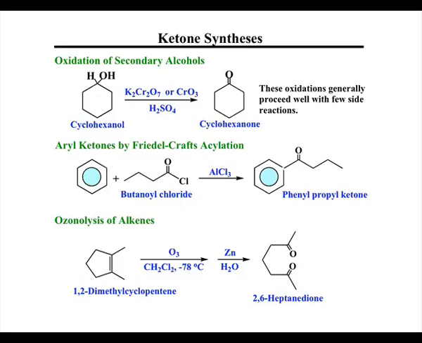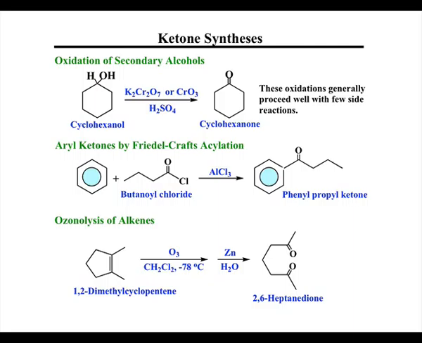We've already talked about ketone synthesis with oxidation of secondary alcohols, Friedel-Crafts acylation reactions. Don't forget ozonolysis of alkenes is also another way to make ketones, right? So we can make ketones by a variety of reactions. And now you have another way of making them, right?